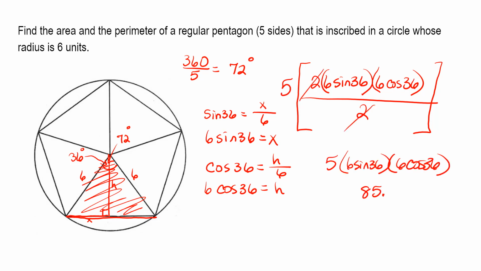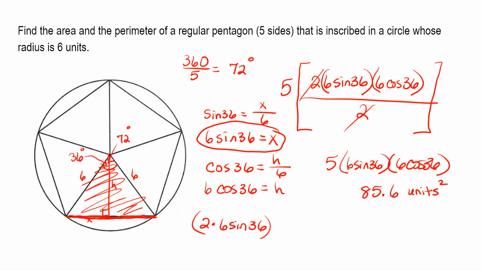So 85.6 square units for the area. And then for the perimeter of the pentagon, each side of the pentagon is twice x, which is 6 sine 36. So 2 times 6 sine 36 is one side, so we'll multiply that by 5 to get the entire perimeter of the pentagon. So this was the area, and the perimeter is going to be about 35.27 units.